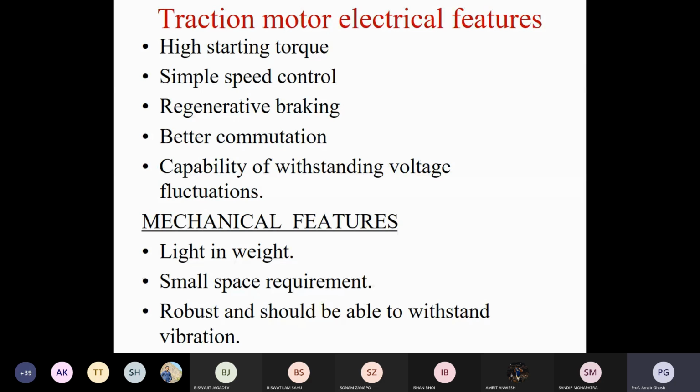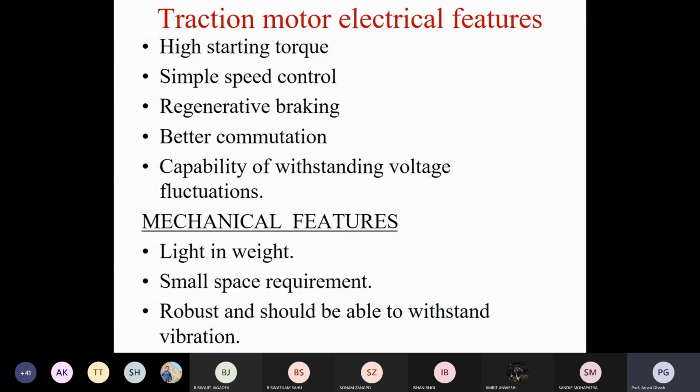Then simple speed control: the speed controlling method should be very simple. The DC series motor has very high starting torque and a simple speed control method. You can go for armature voltage control up to base speed, and above the base, or rated speed, you can go for the field weakening or field control method. The flux you can vary, but only up to a critical value of flux.